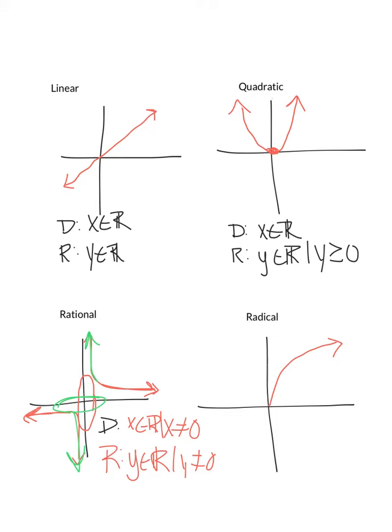Our radical, so we see our radical being in this one quadrant only. So this would mean that we only ever get positive x's and positive y's. So domain x ∈ ℝ such that x is greater than or equal to 0, and range y ∈ ℝ such that y is greater than or equal to 0.